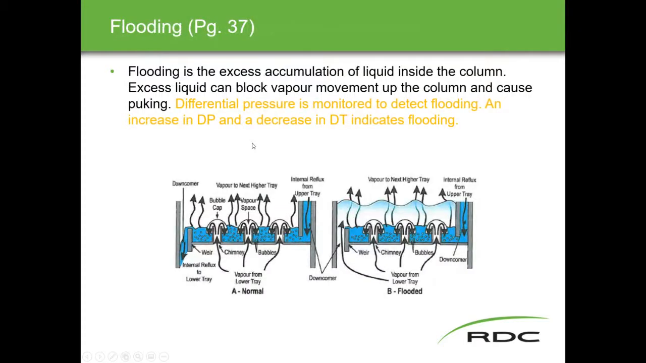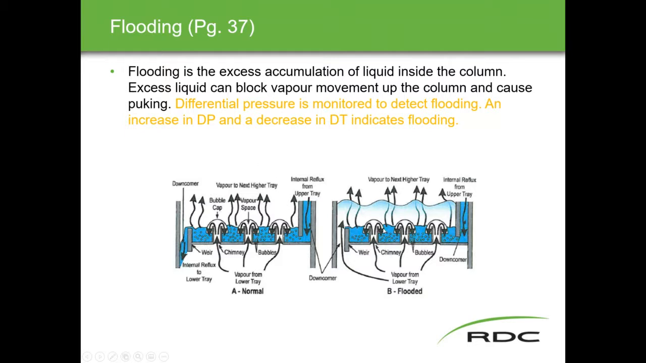Okay, first problem we're going to talk about is called flooding. Flooding, like it sounds, is the excess accumulation of liquid inside the column. Problem being that excess liquid can block the vapor movement up the column and cause something called puking. And it's a fun one to do, and it's really easy to do. It's quite simple. You have too much liquid inside the column. The gas can't push its way through here, and it just builds up and starts puking. And it quite literally starts puking. It becomes flooded, and nothing is going up, so it goes down.